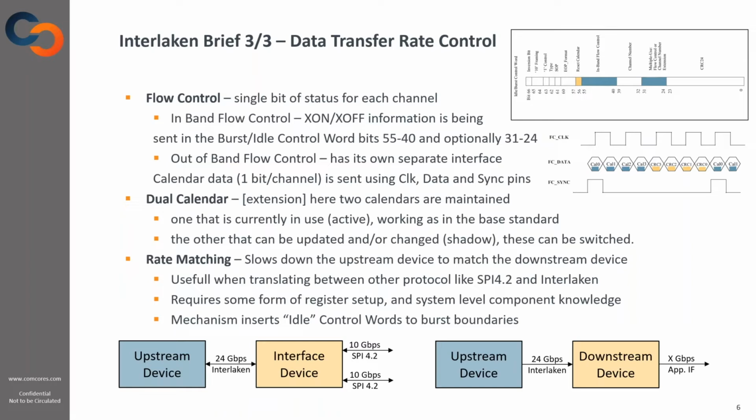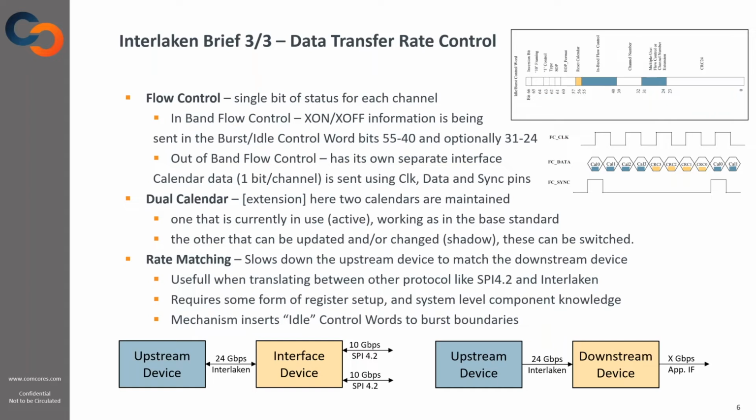And now I've talked a lot about the flow control, and maybe now I'll go into more details of it. Interlaken has two mechanisms for flow control, which is quite interesting. One of them is in-band flow control, and this is used when you have a duplex implementation, because it uses the data lanes and some bits inside of the control words to carry the flow control information, and it needs to be a duplex, bidirectional link, so that the receiver also has a transmitter path to communicate flow control information to the other side.